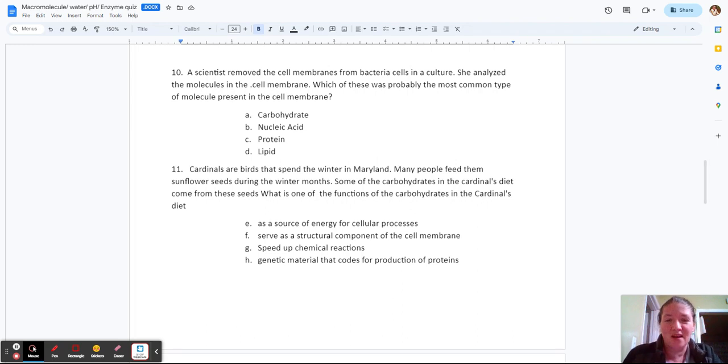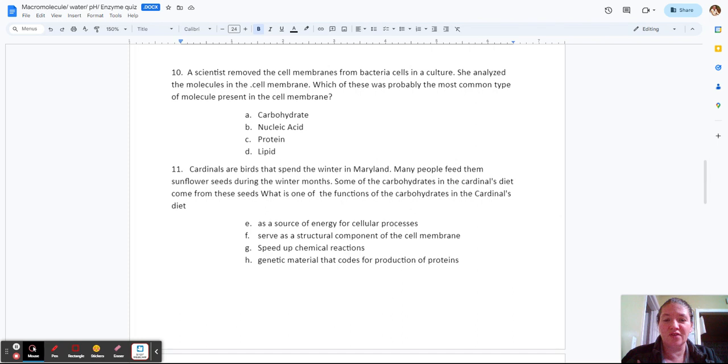All right, here we have cardinals are birds that spend the winter in Maryland. Many feed them sunflower seeds during the winter months. Some of the carbohydrates in the cardinal's diet come from these seeds. What is one of the functions of our carbohydrates in the cardinal's diet? So guys, again, if we go back to our macromolecule foldable and we look at the function of carbohydrates, our main function of carbohydrates is energy. So it would be here E, as a source of energy for our cellular processes.